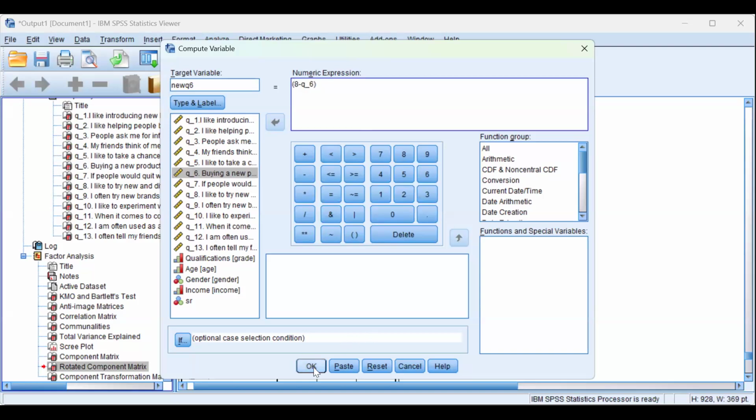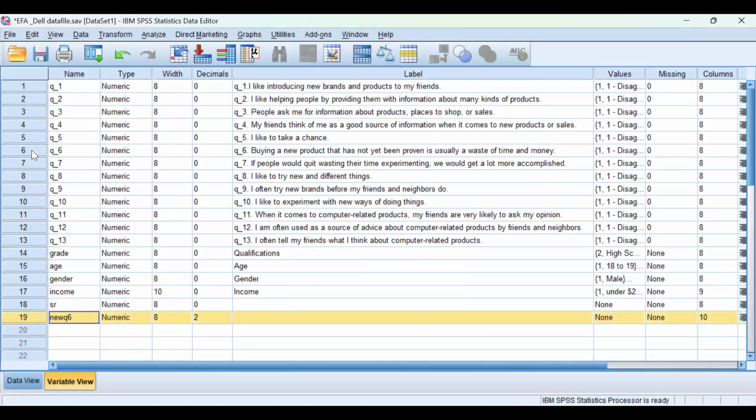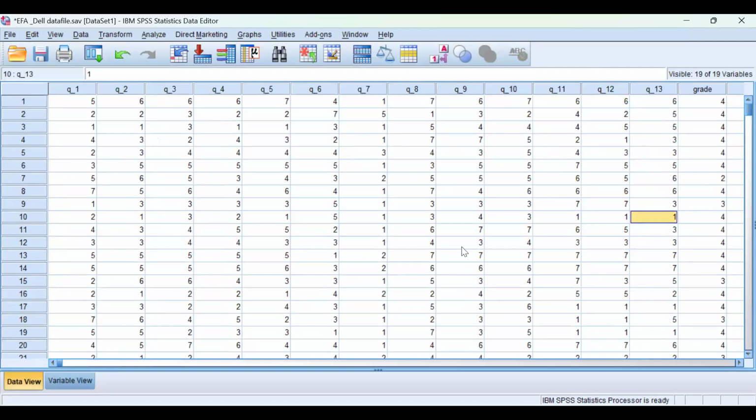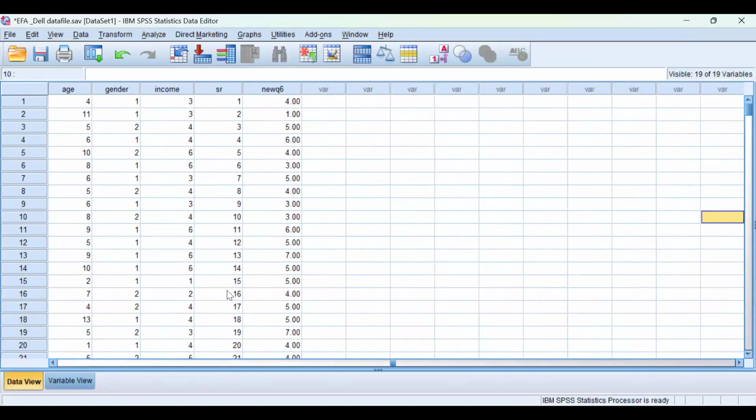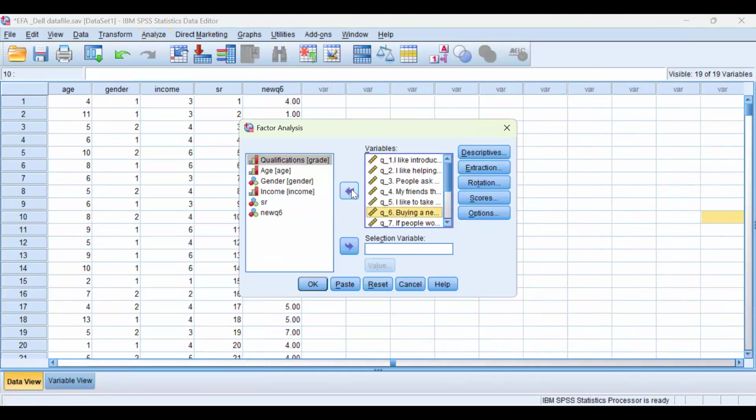So you're forming a new variable. When you see this new Q6 has been created, this was your earlier Q6, and now your new Q6 is this one. If you look at the data here, new Q6 has been created. So again, you go to analyze, dimension reduction, factor, and you take out Q6 from here and you add new Q6. No further changes done. You only delete that item from the earlier items you had put and add this new one which you have created, and you say okay.